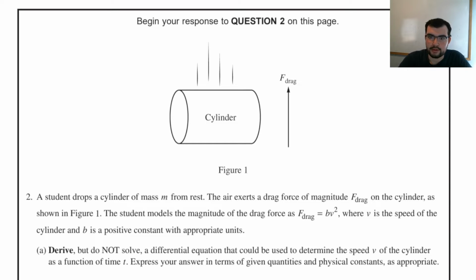All right. So now we got question two, which looks to be a lab question, and it's about drag. So we have a student drops a cylinder of mass m from rest. The air exerts a drag force of magnitude F drag on the cylinder, and the student models the magnitude of the drag force as F drag equals some constant B times v squared. So we got quadratic drag. Really doesn't make a difference this time.